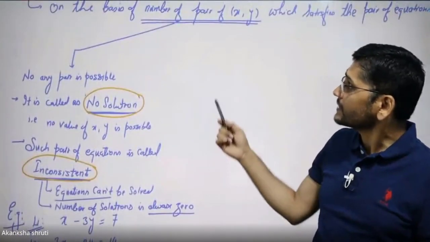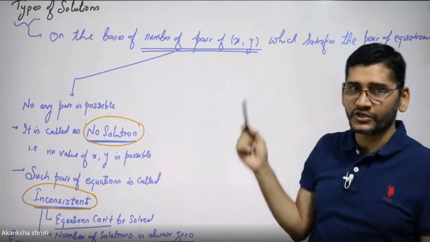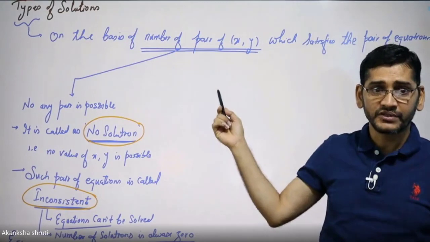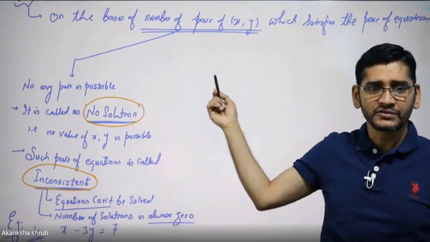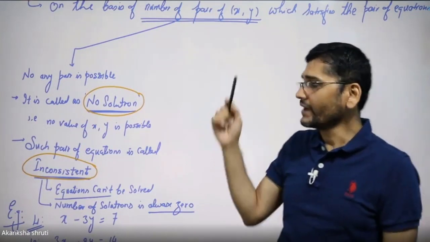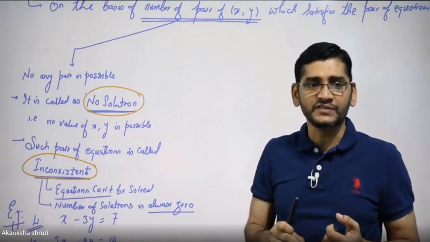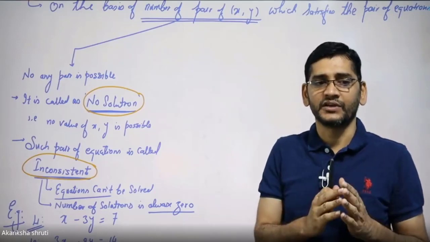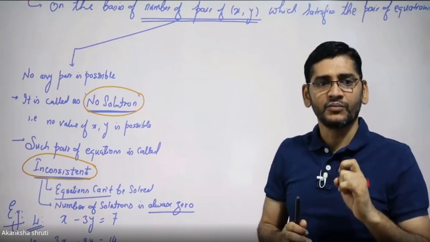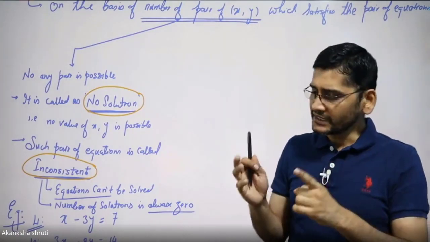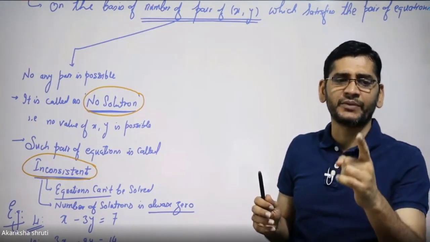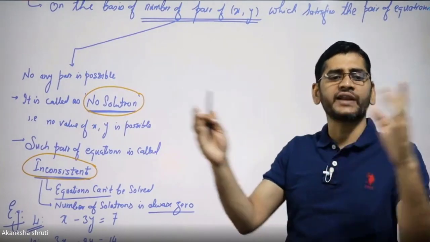Then the other category, based on the number of solutions, is that some equations can be solved together. How to solve them, we will see later, but let us understand. While we are able to solve the equations, meaning a pair of x and y is possible, there can be only one pair or maybe more than one pair. So either there can be only one pair, or if it is more than one pair, then it cannot be 2 pairs, 3 pairs or 4 pairs, rather an infinite number of pairs.